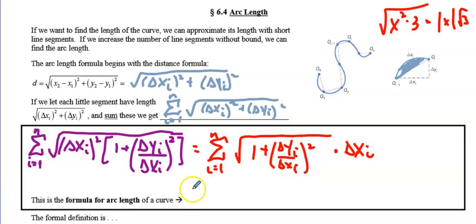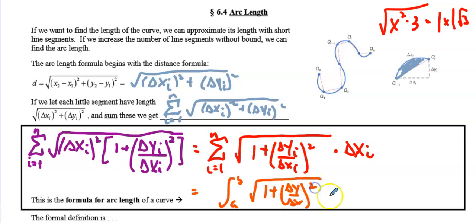And so we have learned that summation notation can be rewritten as an integral from a to b, and we're going to keep our function, so 1 plus, and then we're going to simplify this as dy over dx, quantity squared, and then we're going to have this as our delta x.